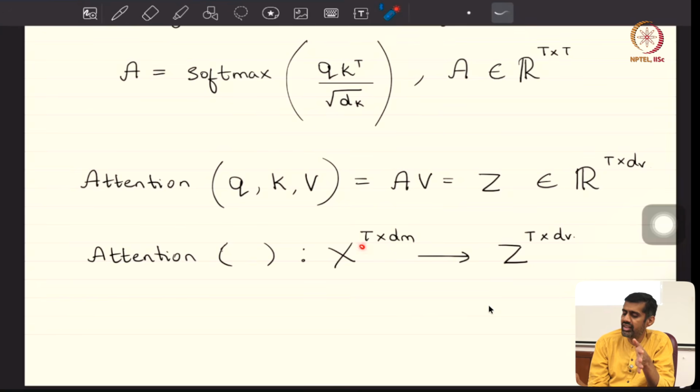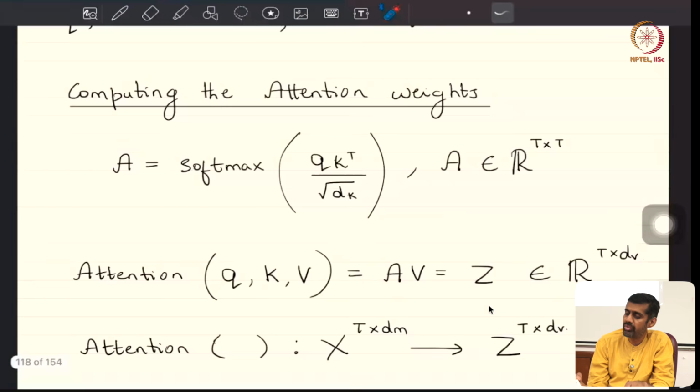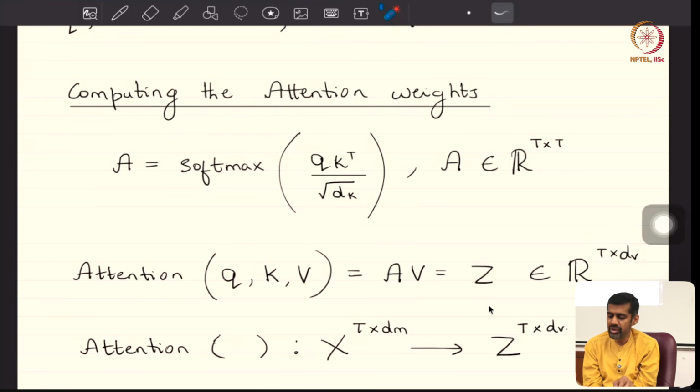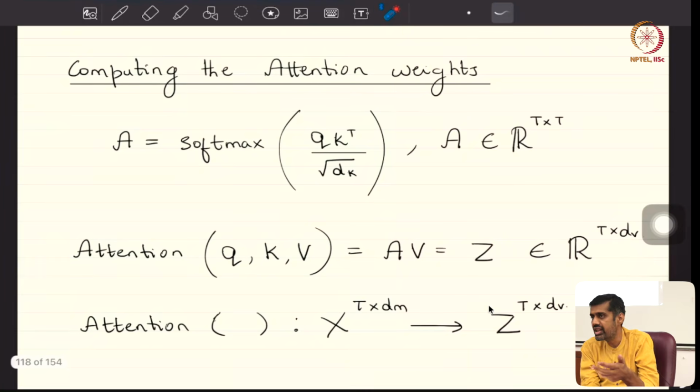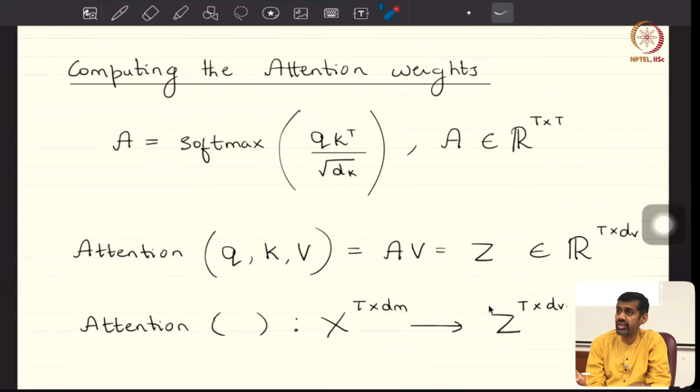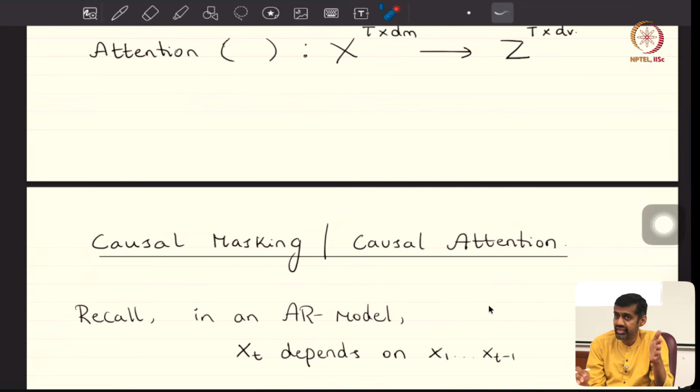Given data in x, a t cross dm dimension, it projects it onto some other space which is t cross dv dimensions. And the z is simply given by this operation: softmax of qk transpose divided by root of dk, and you get the projections of data. So that is what attention is. Starting from a t cross dm matrix, you get a t cross dv matrix. So your data got projected onto a particular space, which is defined by these matrices, the wq, wk and wv matrices that we have seen.